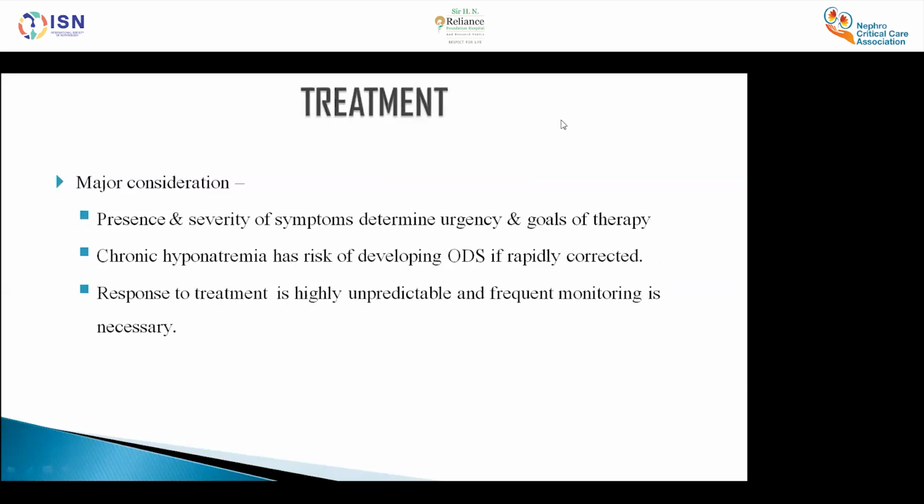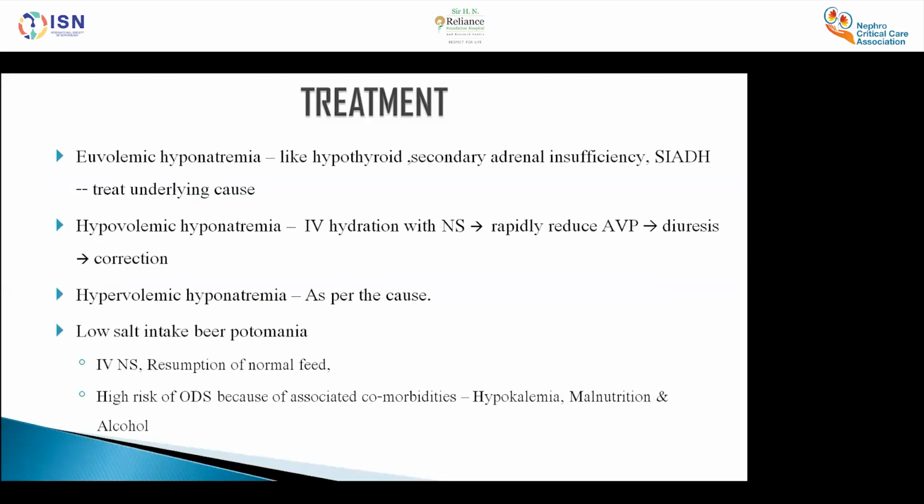So treatment wise, while treating hyponatremia, one has to keep in consideration the following things very precisely. That is, the presence and severity of symptoms should decide about the urgency and our goals of therapy, means how much sodium we want to correct over a period of time. Then chronic hyponatremia has a risk of developing osmotic demyelination syndrome if rapidly corrected, and response to treatment is highly unpredictable, and therefore frequent monitoring is always necessary while treating these patients. So the treatment for euvolemic hyponatremia, like hypothyroid, secondary adrenal insufficiency, SIADH, is to treat underlying causes. For hypovolemic hyponatremia, IV hydration with normal saline will do the job, and as it will rapidly reduce the ADH and diuresis, leading to correction.